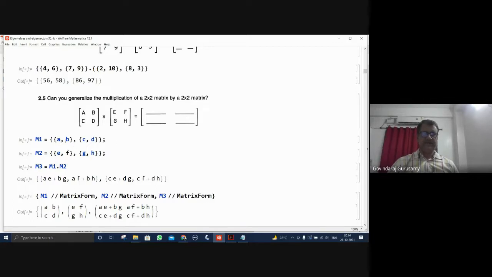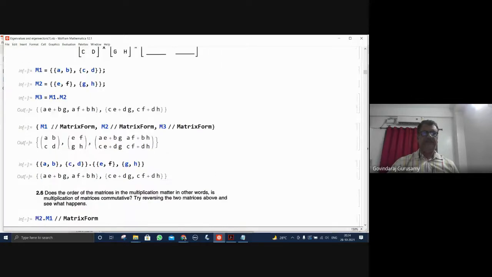Therefore I made it as a, b, c, d in small letters, and multiplied them. M1, M2, this is M3. Put M1 and M2 in matrix form. Please remember that if you write M1 directly as a matrix form, you cannot handle the columns and rows afterwards, and that matrix is not available for you to use further. So you make it separately.